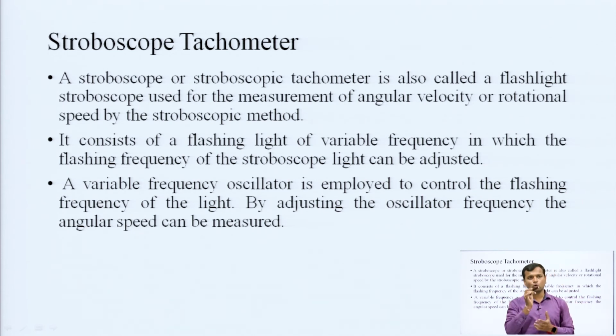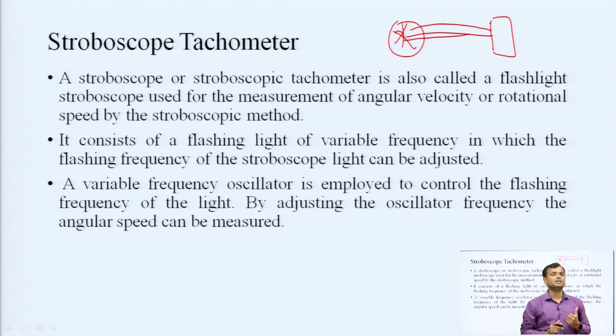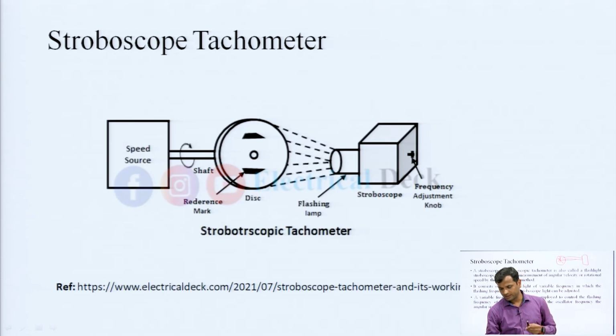So, we have a rotating object, and we will flash some type of light on it. We will see the arrangement; that is the basic stroboscopic method. It consists of a flashing light of variable frequency, in which the flashing frequency of the stroboscope light can be adjusted. Also, a variable frequency oscillator is employed to control the flashing frequency of the light. By adjusting the oscillator frequency, the angular speed can be measured. So, that is the basic arrangement of the stroboscope tachometer.